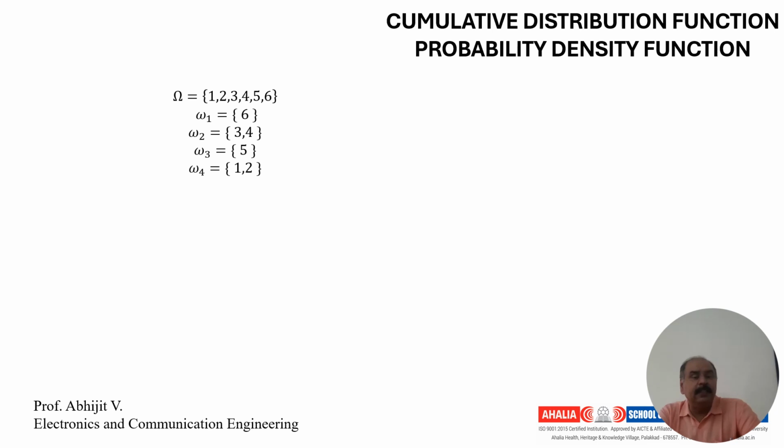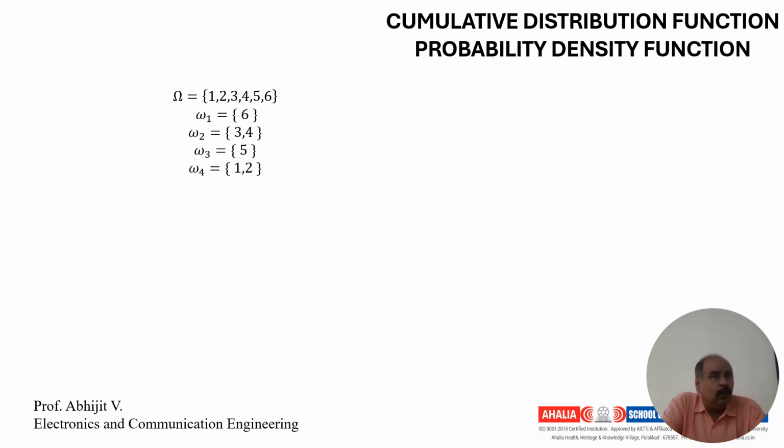Now let us take the sample space. The sample space for this particular random experiment will be all values between 1 to 6. Event 1 is omega 1, which is when 6 falls. Event 2 is when 3 or 4 falls. Event 3 is when 5 falls. And event 4 is when 1 or 2 falls.